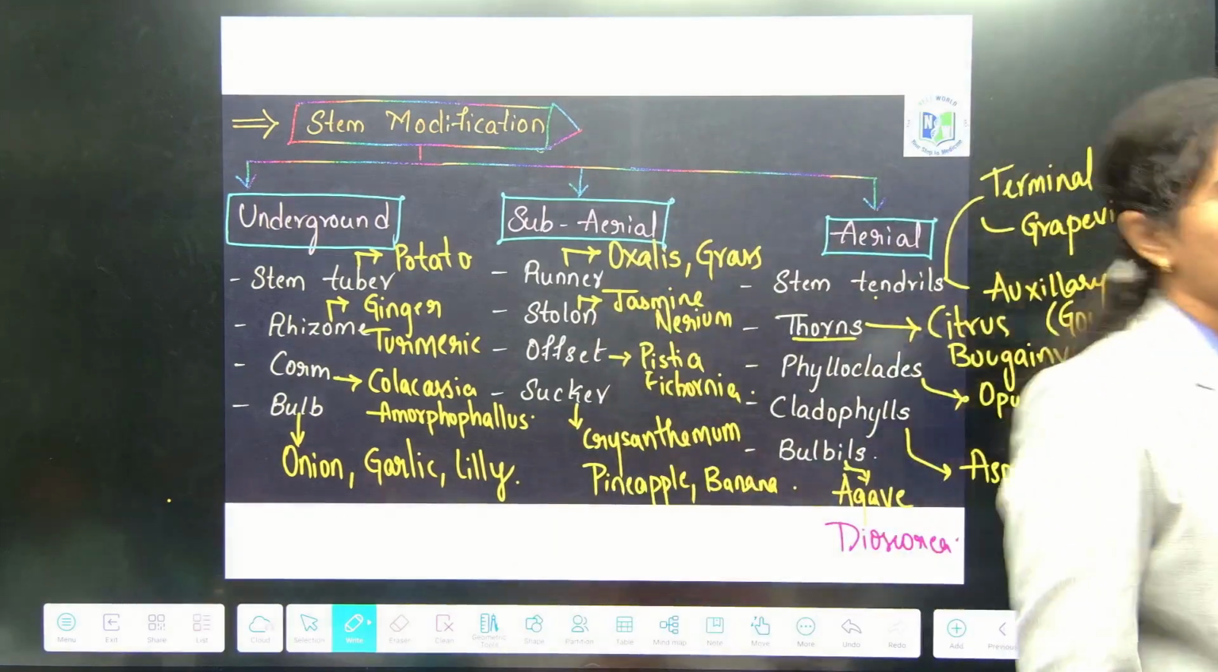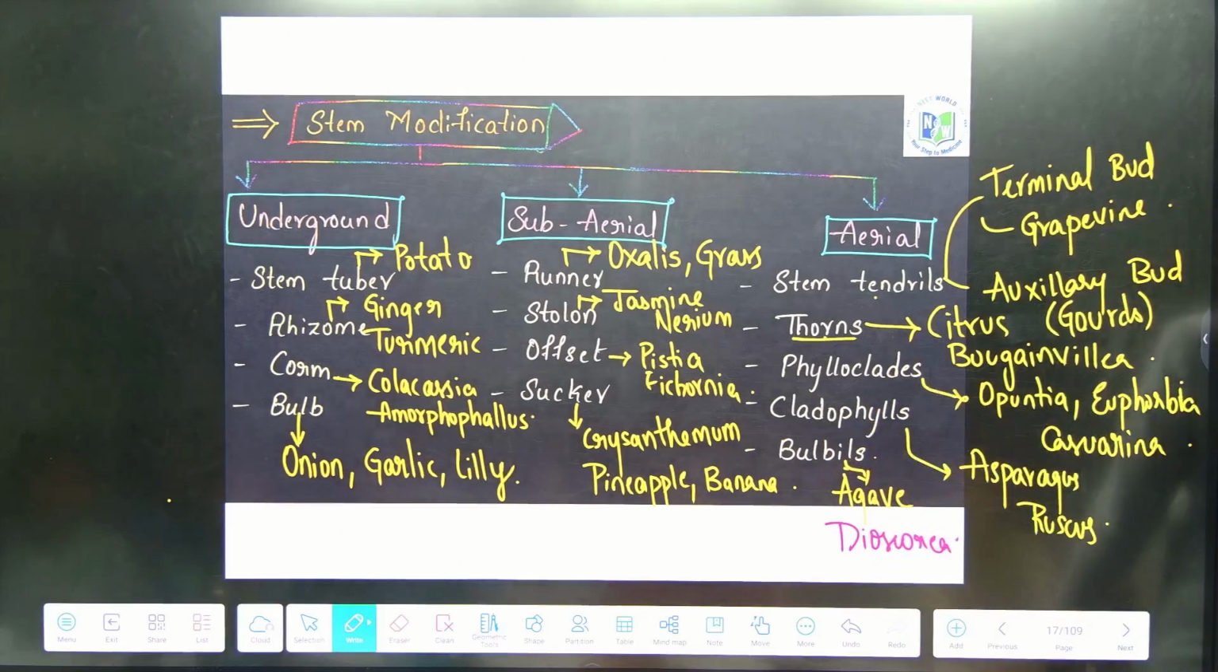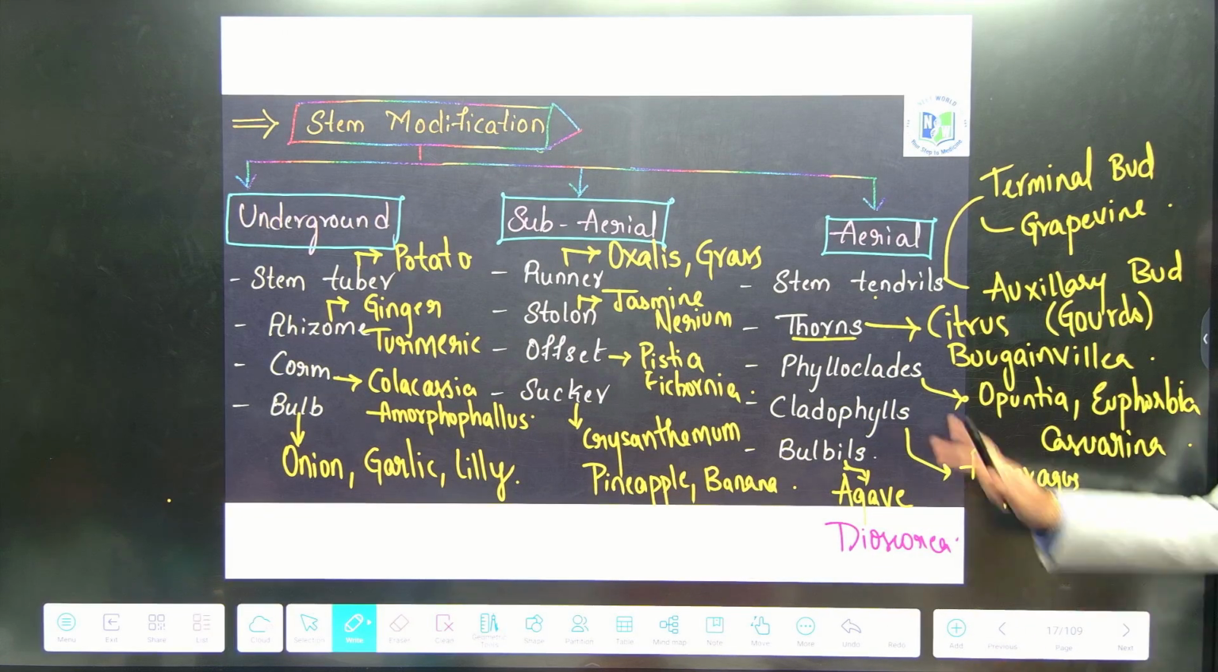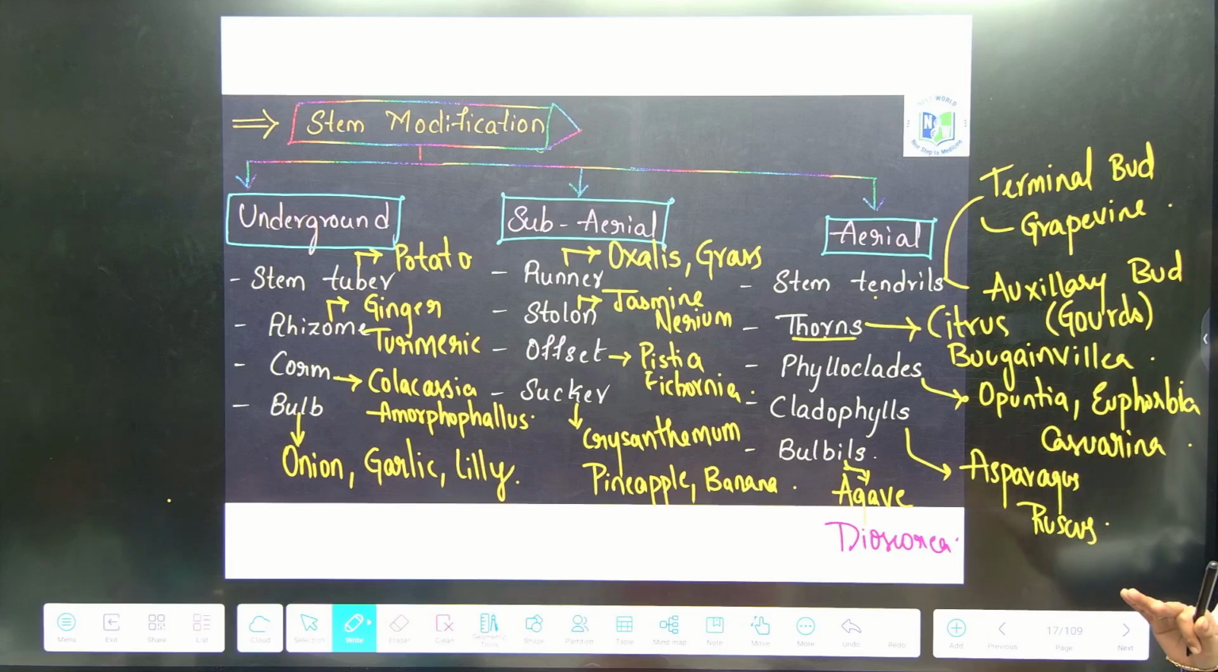Done. Once go through all the examples and fix them in your mind. Explanations also. If you want any modification to be explained again, I will do it. But fix it in your mind. Once it is registered, you can easily identify amongst options.